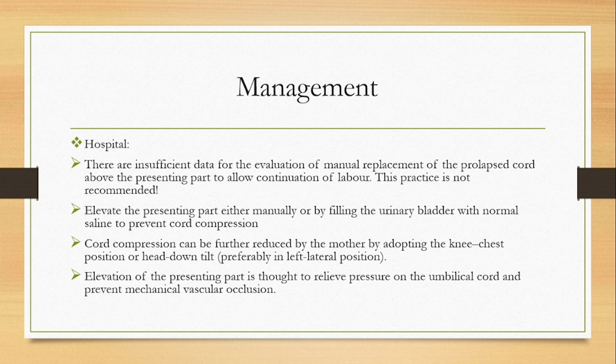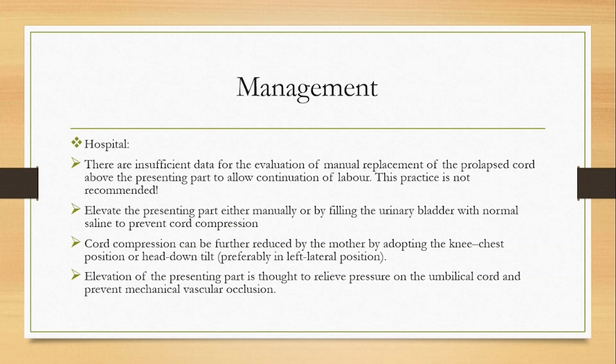So it's not appropriate to have a cord prolapse and the cord is being pushed back into the cervix or into the vagina. That should be prevented. A warm, moist sterile gauze with normal saline can be used to prevent further prolapse. Now, elevate the presenting part either manually or you fill the bladder with normal saline. That way, cord compression is reduced. Or the patient lies in knee chest position. Like I said, the presenting part is retracted up, and there won't be compression on the cord, and there won't be challenges in managing such a patient.